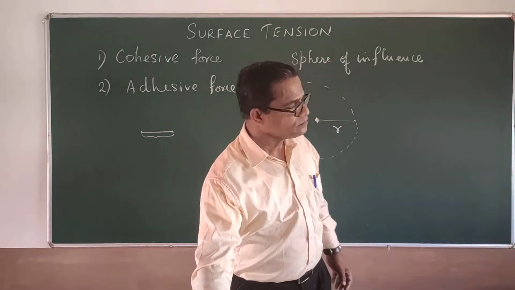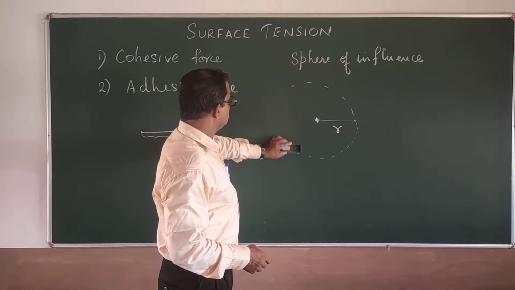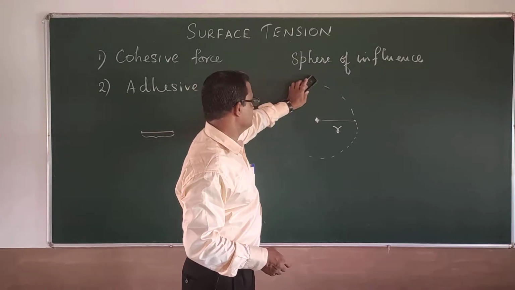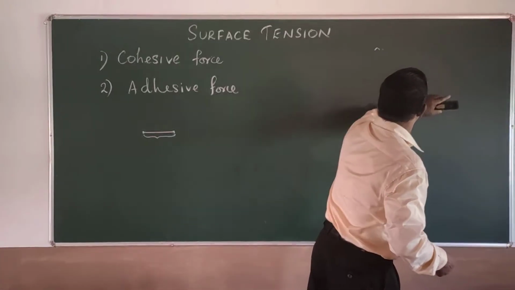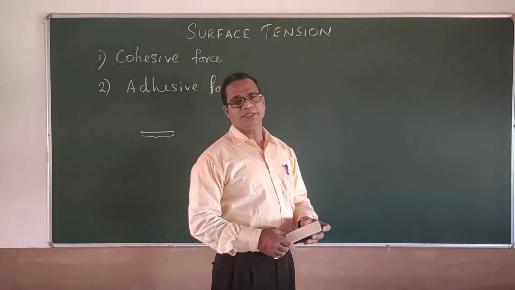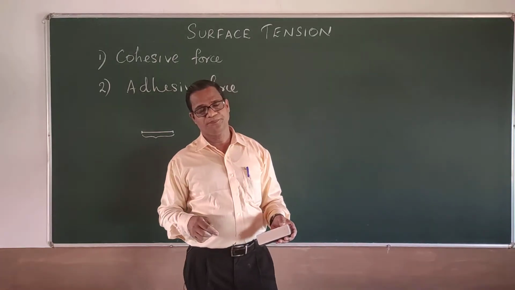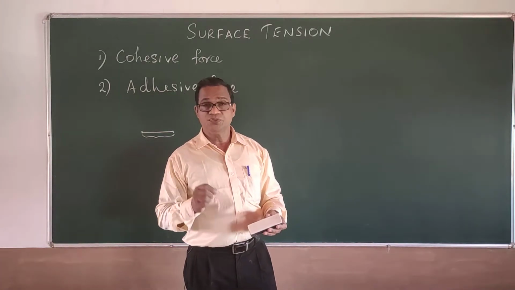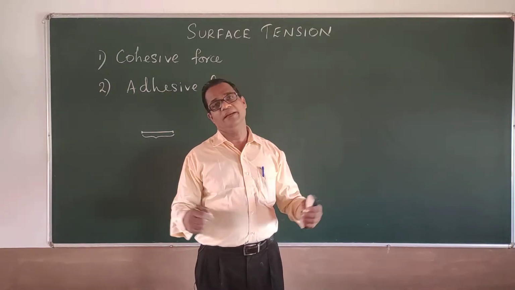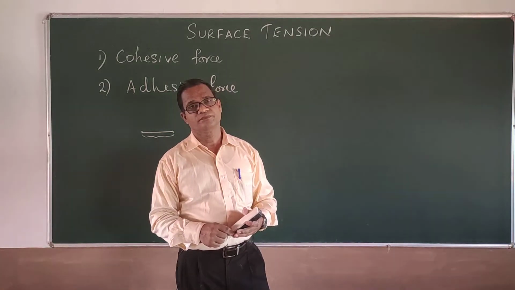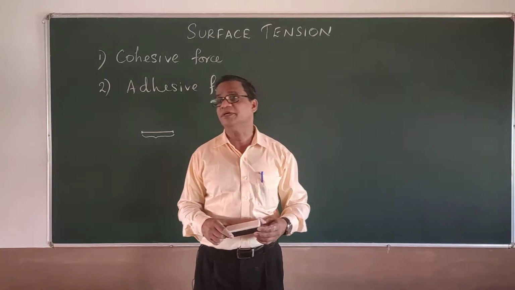Now, let us see the surface tension. Surface tension is the property of the free surface of the liquid at rest to act like a stretched membrane and try to occupy minimum surface area.